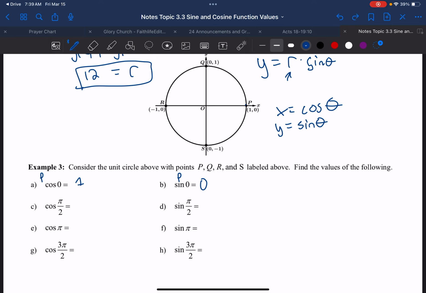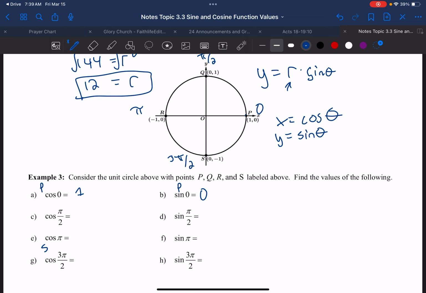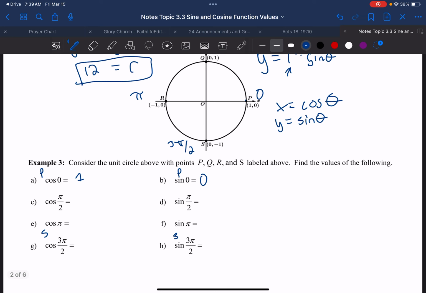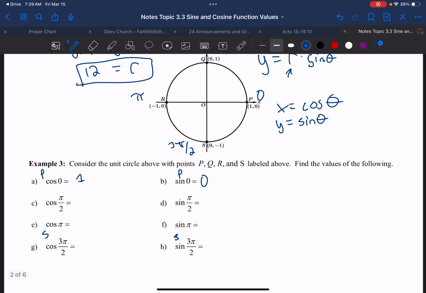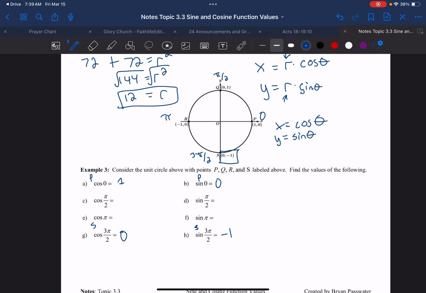Now, let's do 3 pi over 2 together. So remember, if I label my circle, this is 0, pi over 2, pi, and 3 pi over 2. So if I'm working with 3 pi over 2, I'm working with S. That just helps me visualize it a little bit better. And cosine is my x-coordinate, so 0. I'm working with this right here. And then sine of 3 pi over 2 is -1. So go back and finish C, D, E, and F by yourself.